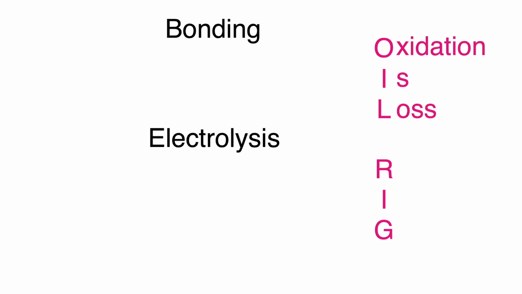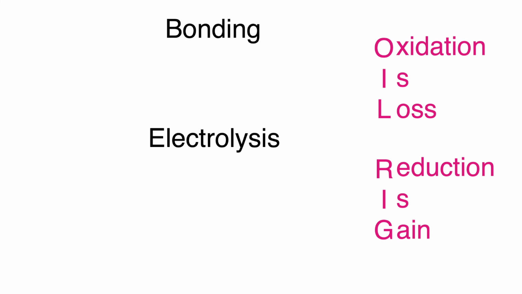Do you remember what is oxidation reduction? We have the saying OIL RIG. What this means is oxidation is loss of electrons and reduction is gain of electrons. So anytime you are talking about losing electrons, you are talking about the process of oxidation. And if you're talking about gaining electrons, you are talking about the process of reduction.